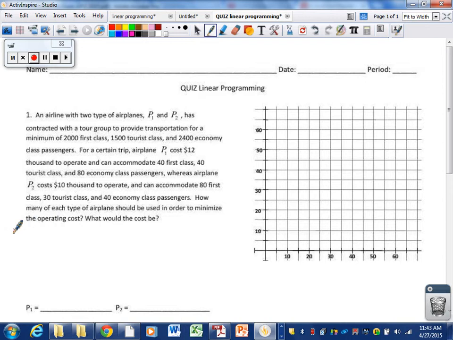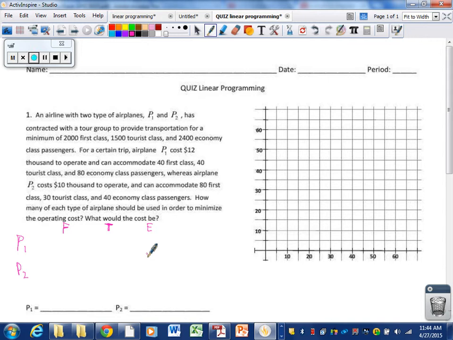So our items that we're talking about are two airplanes, plane 1 and plane 2. Okay? An airline has two airplanes, plane 1 and plane 2. And they want to transport 2,000 first-class passengers, 1,500 tourists, and 2,400 economy class passengers. Okay, those are the totals, at least a minimum of. So we have three different types of passengers. We have first class, tourist class, and economy class.